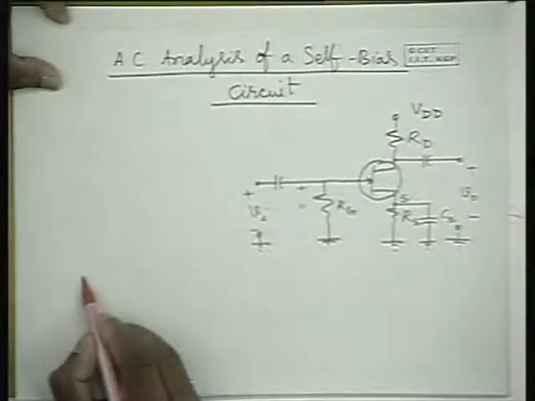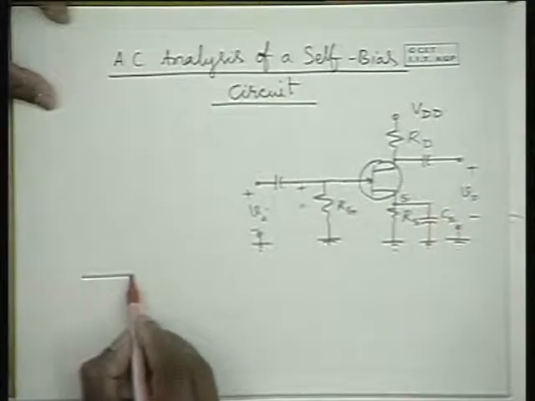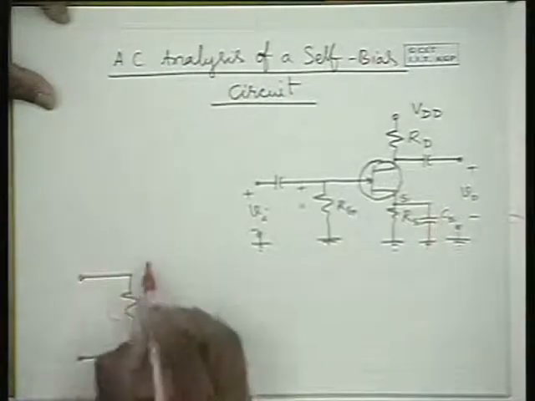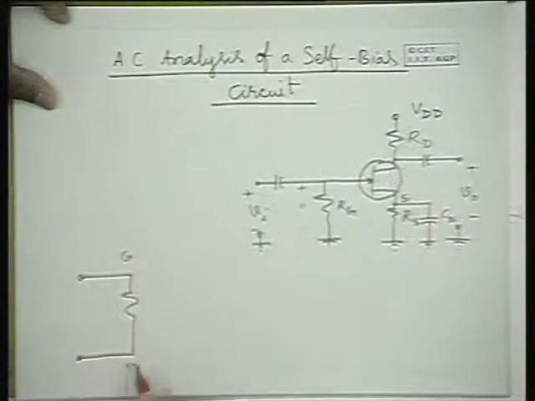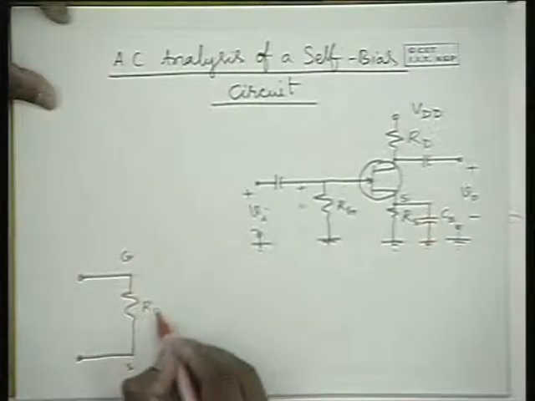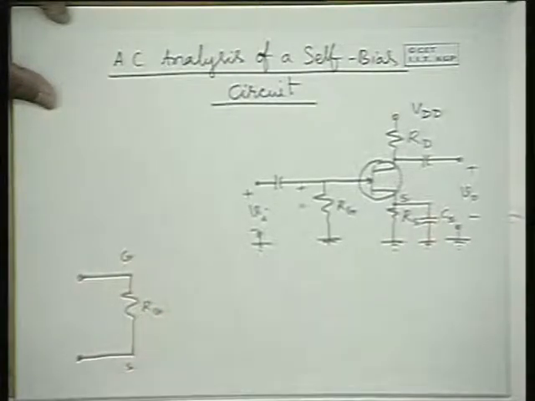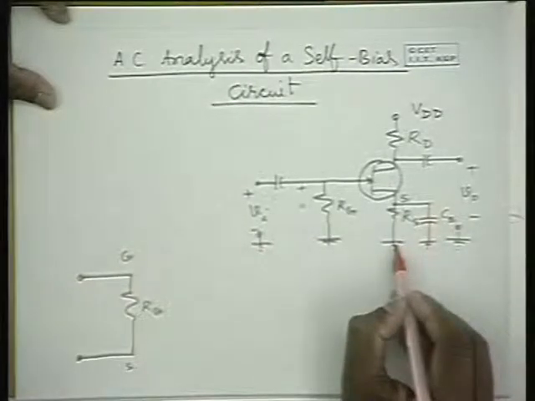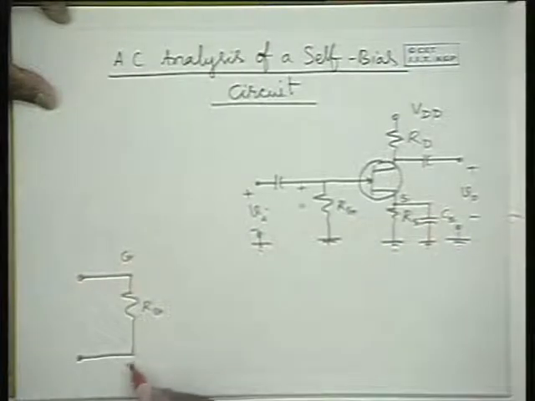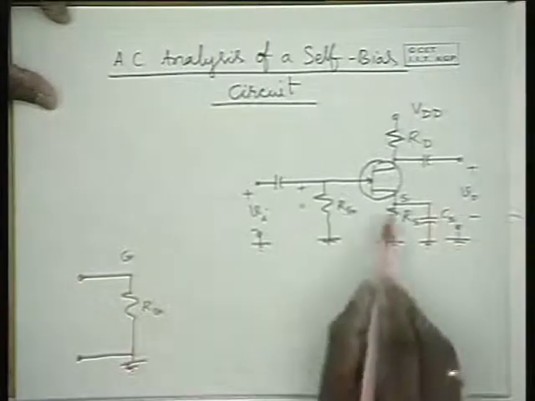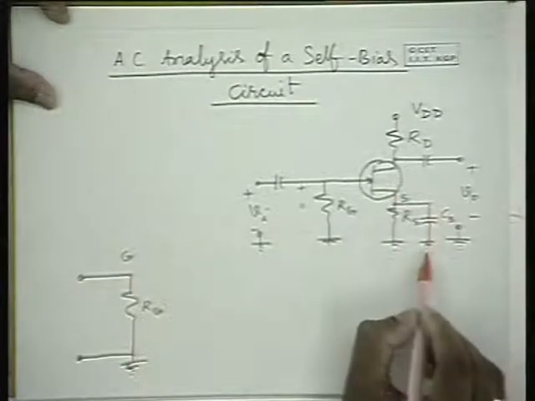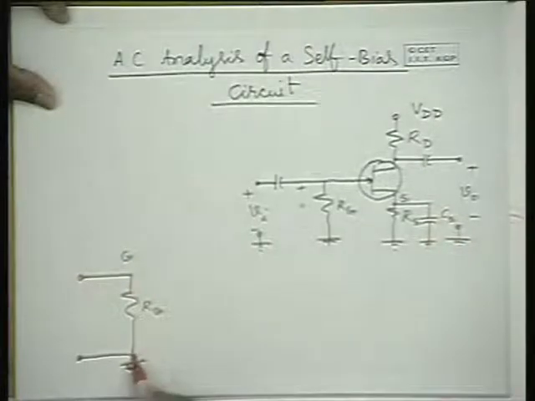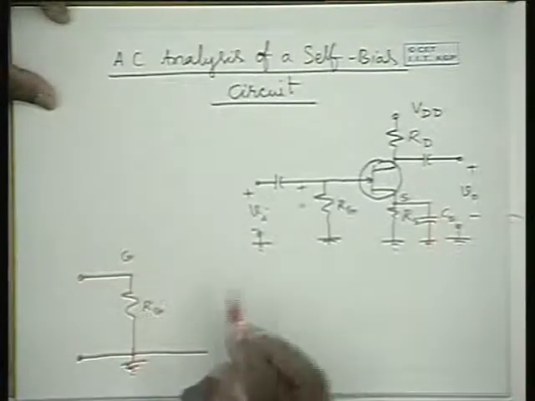So the coupling capacitances act like short circuits. Therefore, on the input side, between the gate and the source you have RG, and the source is grounded, directly connected to the ground. So this is ground, let me show it as ground. Now the source is directly short circuited to ground through this bypass capacitance. Therefore, source is also connected to the ground.